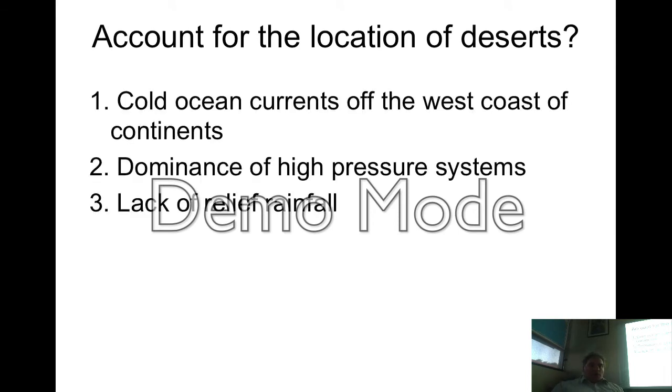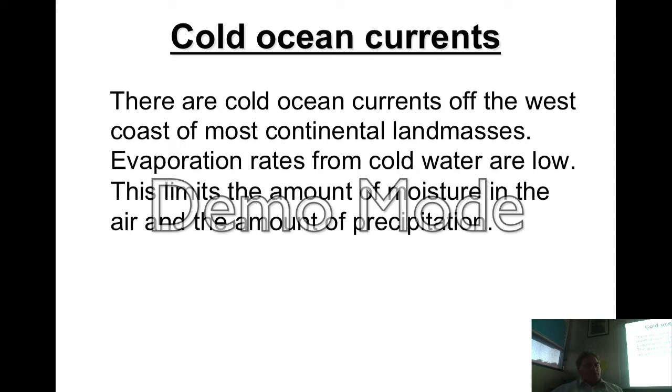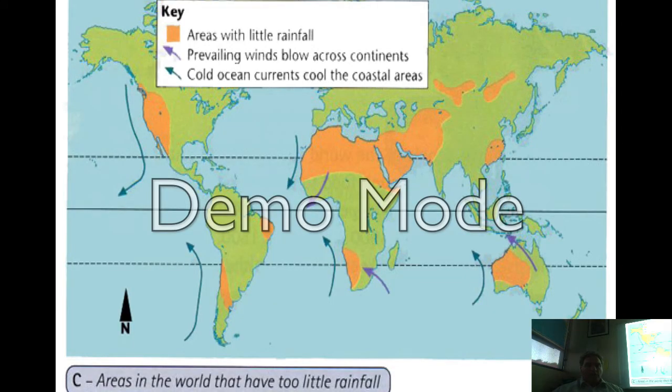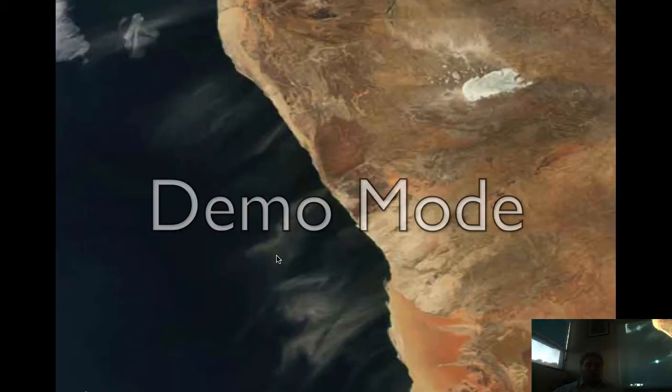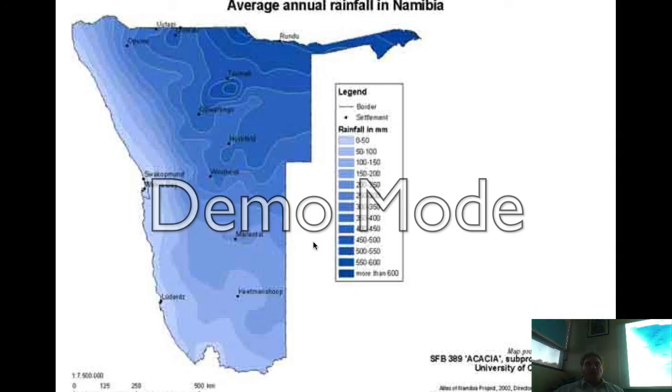Why are they found where they are? Well, there's one missing from there I told you about today. It's also if they're a long way inland. Cold ocean currents, I told you about that. There's where the cold ocean currents of the world are, in the green arrows. So wherever you see that, little rainfall, deserts. That's a big sandstorm off the Sahara. This is Namibia, and it shows you where the arid areas are of that area, not the world.